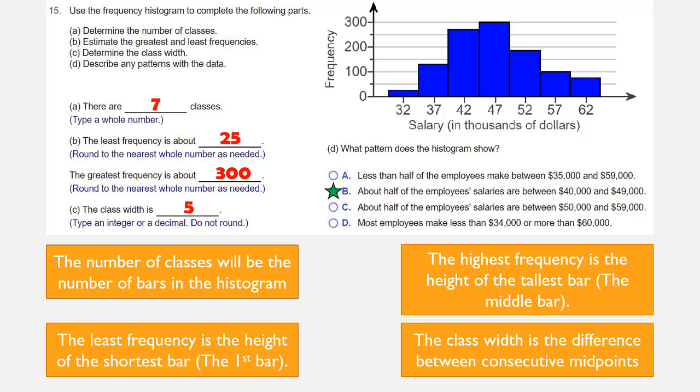About half of the employees are between $50,000 and $59,000. That's at the right-hand side of the graph. That's nowhere near half of the employees. And then most employees make less than 34 or more than 60. Those are actually the 2 smallest bars in the graph. So there's no way that that could be most employees. So that's why B is your answer to part D. And that's your answer.